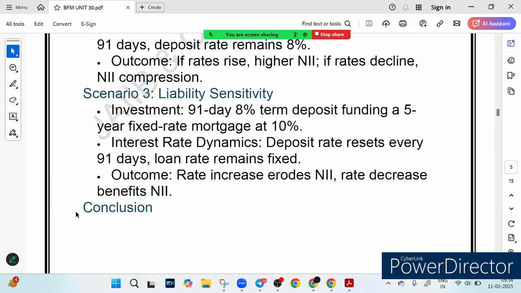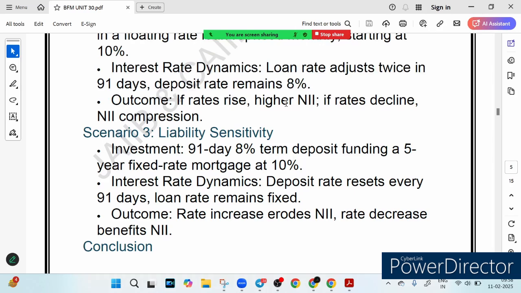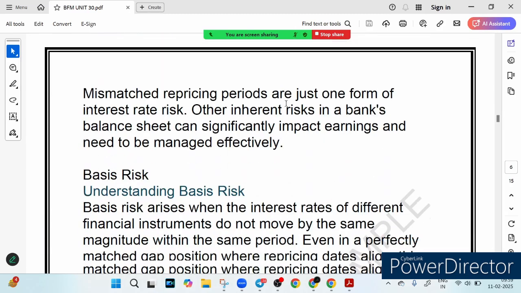So why is it called liability sensitive? Because our loan was at a fixed rate, whereas our deposit was changing, was varying, and since the liability is sensitive to interest rate, that is why it is called liability sensitivity. I hope this is clear now.